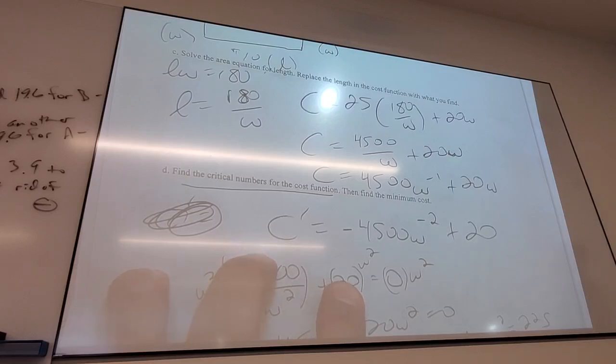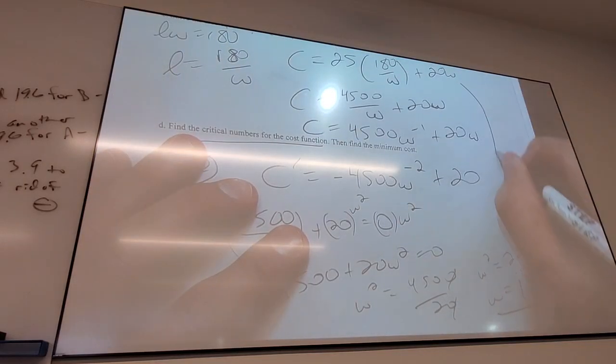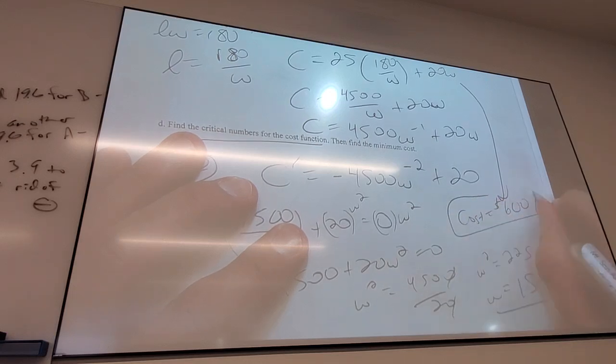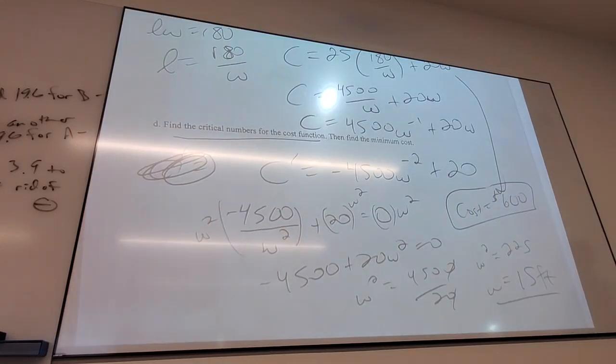12, what was it? That's two 4, W's. 300 plus 300, 600. Is that right? So the cost would be $600. That is the minimum cost to meet the requirements set out.